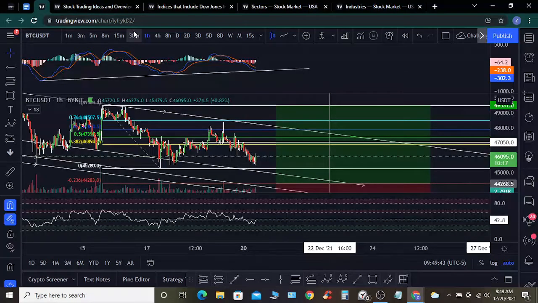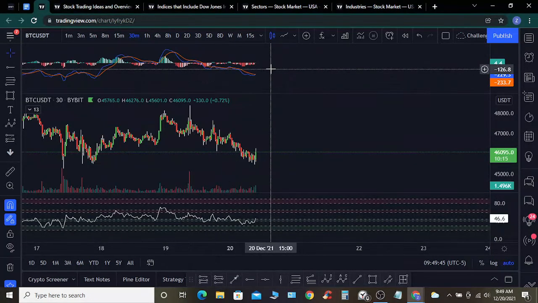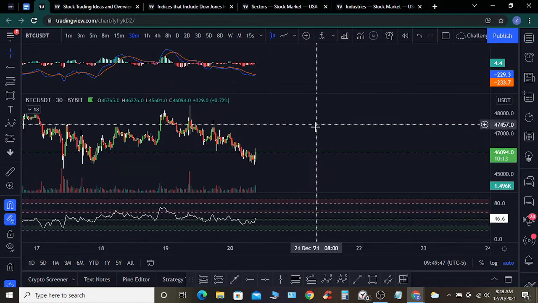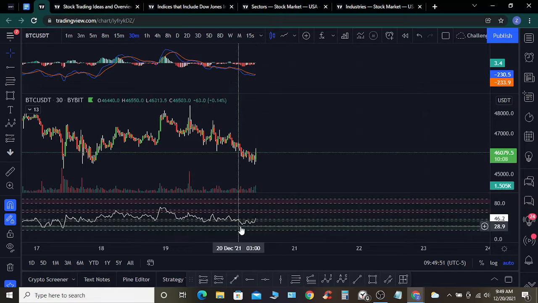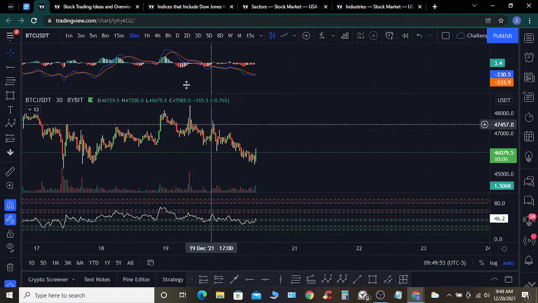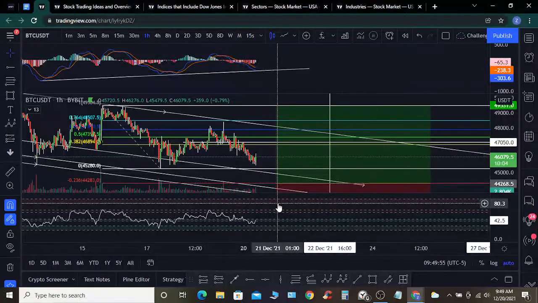If we take a look at the lower time frames, we can see the 30-minute has crossed over, momentum bullish, causing a lot of volume to come in the markets, with the MACD looking pretty good there too. So that's what I like to use.